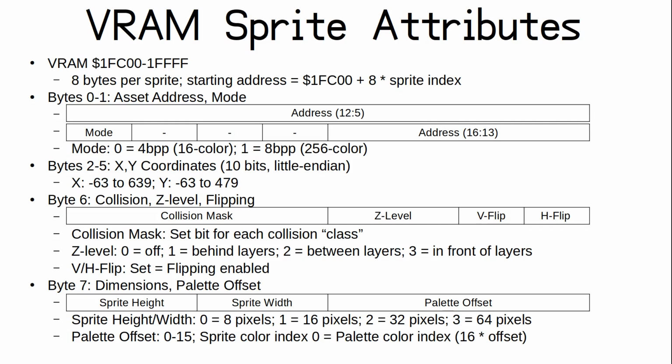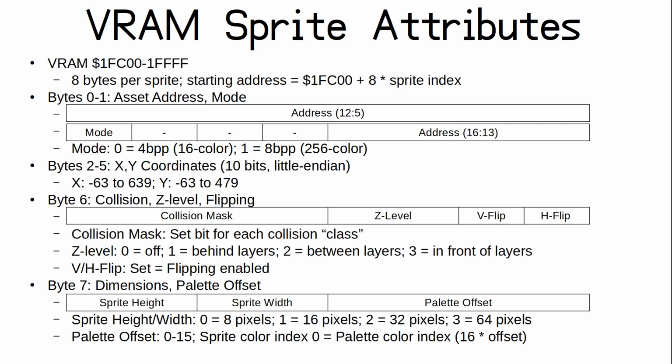Setting bit 1 will flip the sprite vertically, with each row of the sprite asset rendered in reverse order. Bit 0 is for flipping horizontally, and it can be combined with vertical flipping to have an asset get rendered in 4 different orientations. The 8th and last attribute register byte for each sprite sets its dimensions and palette offset. Bits 7 and 6 set the height to 8, 16, 32, or 64, based on a value of 0, 1, 2, or 3, respectively. The same value mappings apply to bits 5 and 4 to set the sprite width, so that you can have any combination of the 4 dimension values.